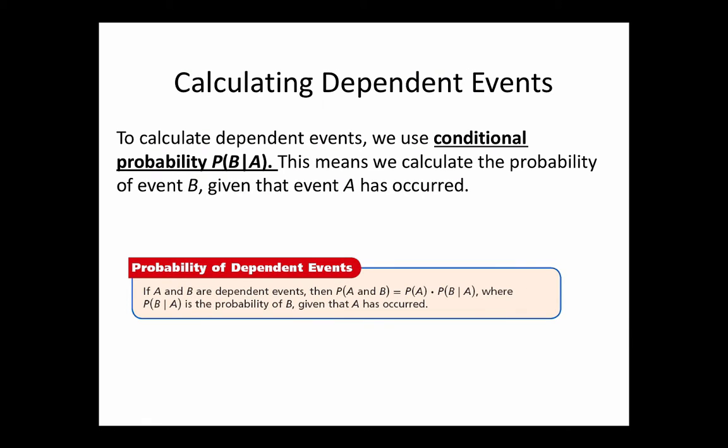So when calculating dependent events, we have to talk about this thing called conditional probability. Now, if you were in class, we talked about this a little bit in person already in section 7.2, but we're going to hammer this home right now. So to calculate dependent events, we use conditional probability. We read it as P of B assuming A happened, or given that A happens. So we calculate the probability of B, and we have to do it based off of the fact that we know that A has already happened.